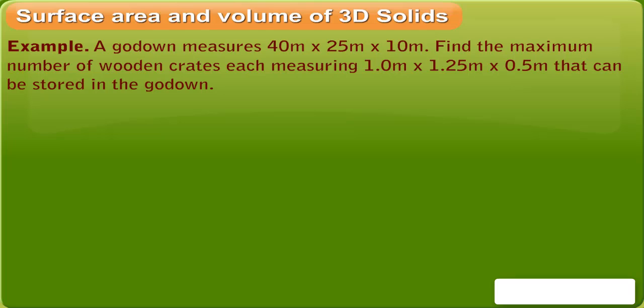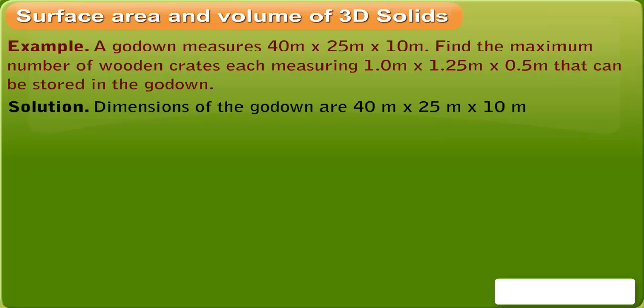Let's take the next example. A godown measures 40 meter into 25 meter into 10 meter. Find the maximum number of wooden crates, each measuring 1.0 meter into 1.25 meter into 0.5 meter that can be stored in the godown. Let's solve this. Dimensions of the godown are 40 meter into 25 meter into 10 meter.